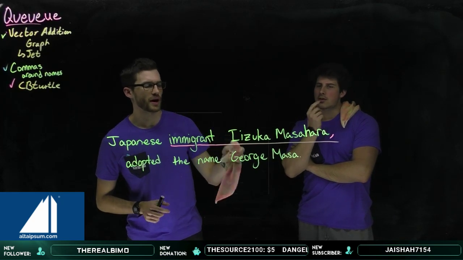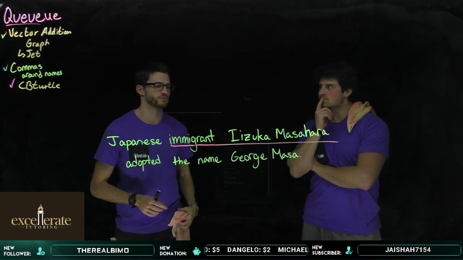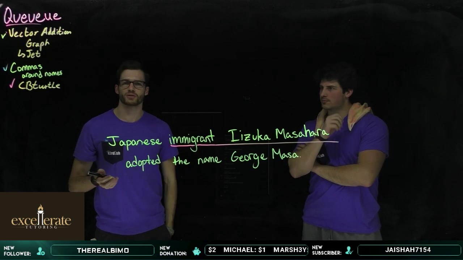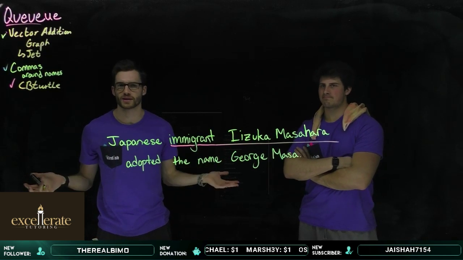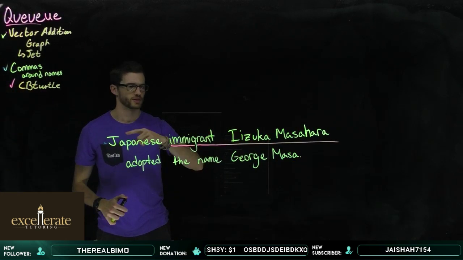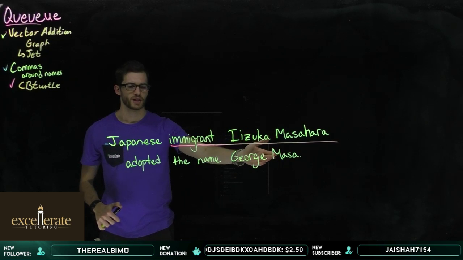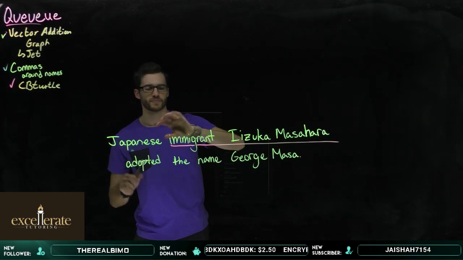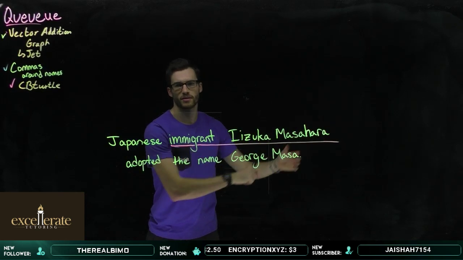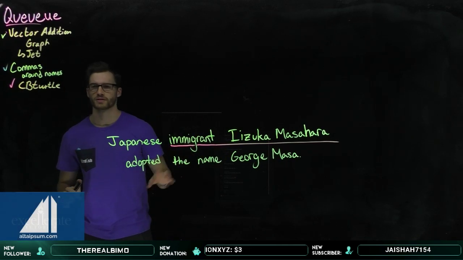Cool. So together, I don't like the commas on either side. I don't like the commas on just one side or just the other. There's no actual point to it. The general thing you want is nothing. You don't want any commas necessarily. You want to just say this person adopted the name, right? Izuka Masahara adopted the name George Masa. And now we are titling Izuka Masahara as Japanese immigrant Izuka Masahara. Nothing needs to be done here. No commas. Does this make sense?